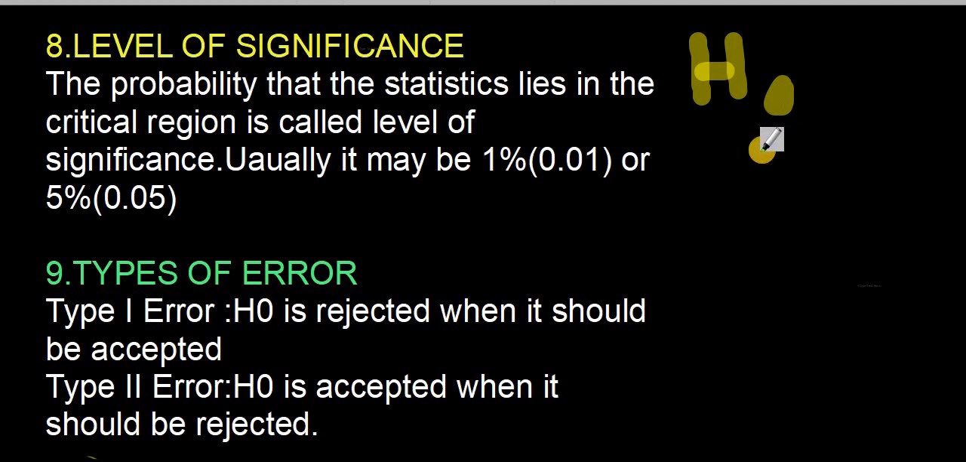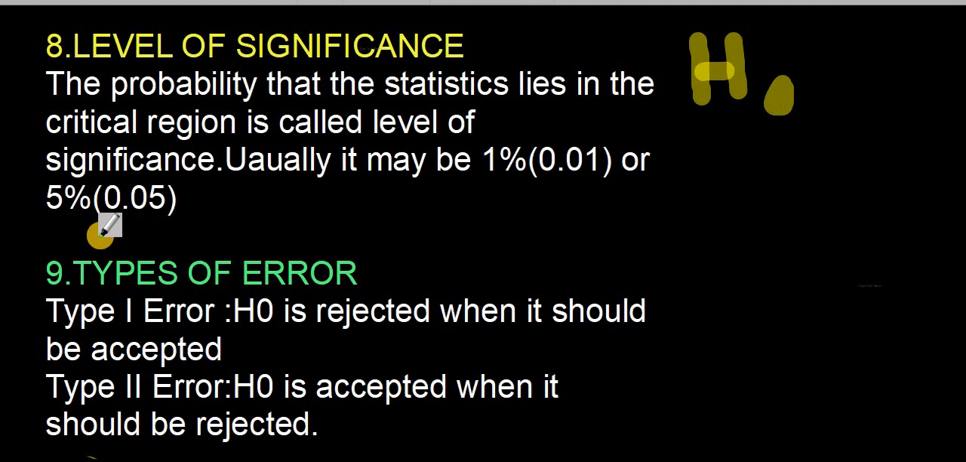So the probability that the statistic lies in the critical region is called level of significance. I will tell you in the future, you will understand very clearly about that. For the time being, you understand this very clearly. Level of significance means the probability that the statistic lies in the critical region. Okay, so at what level is it rejected? At 1% level or at 5% level? I mean, at the 1% significance level, we are accepting the H naught or we are rejecting the H naught.